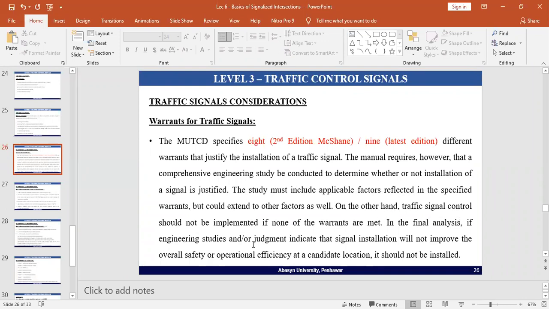In the final analysis, if engineering studies and or judgment indicate that signal installation will not improve the overall safety or operational efficiency at a candidate location, it should not be installed.